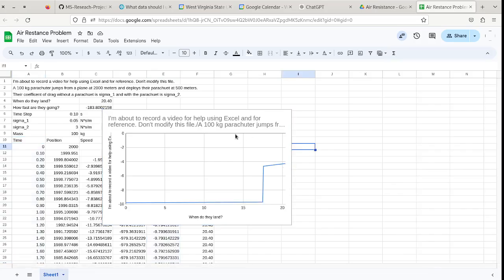All right, and so that concludes, as far as I'm concerned, my demonstrations of Google Sheets on how to program there with this particular problem.